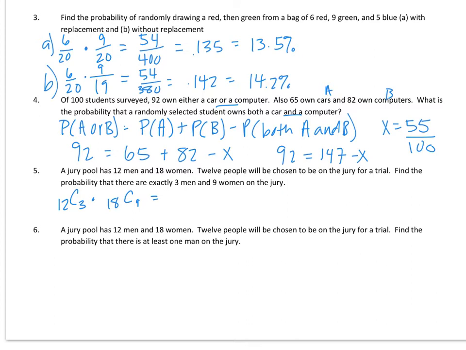And it is a big number. So 10,696,400 over, the bottom is the total, but choose 12. So 30C12.